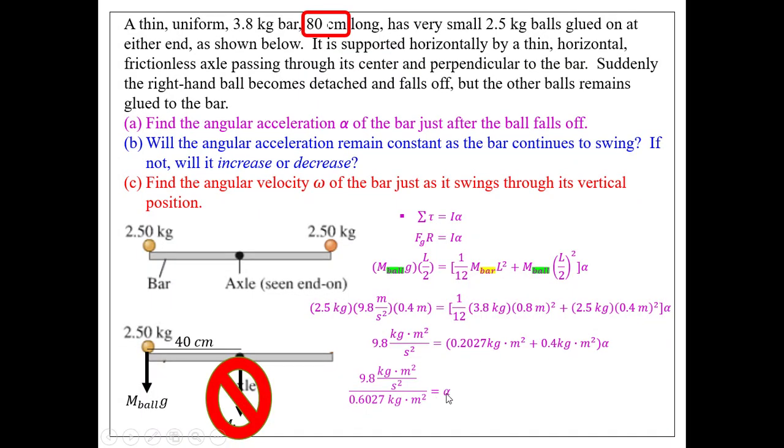So to get alpha by itself, I would just divide by that quantity. On the left side, it's just 9.8, so it'd be 9.8 divided by 0.6027. And if you do that correctly, you'll get a value of 16.26 rad per second squared.